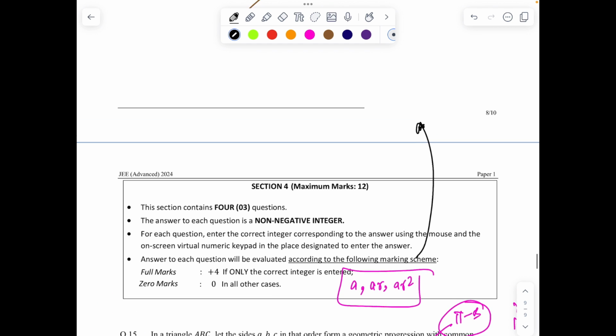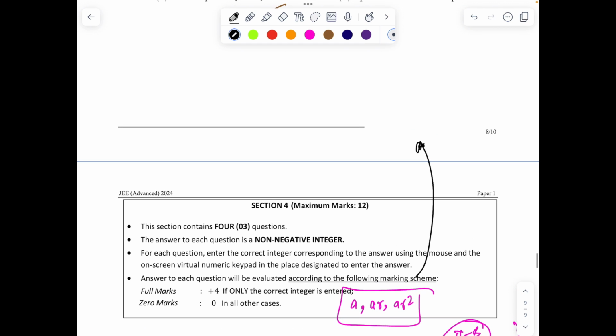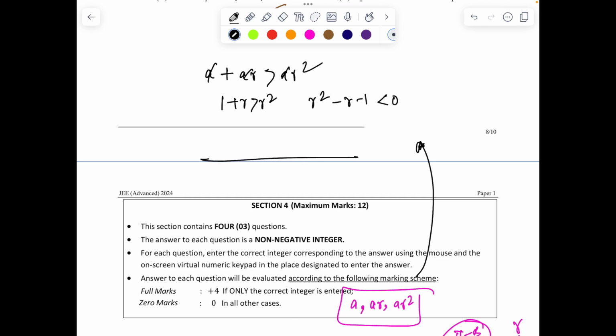So now if three sides are in triangle formation, then A plus AR must be greater than AR square. A gets cancelled, so 1 plus R must be greater than R square. So from here you can see R square minus R minus 1 should be less than 0. So R will be 1 plus minus root of B square minus 4AC, by 2.